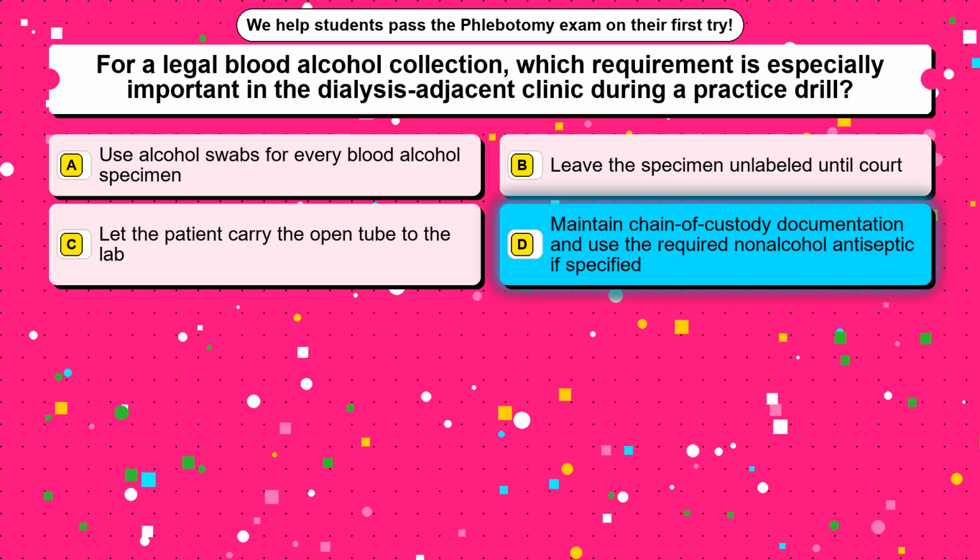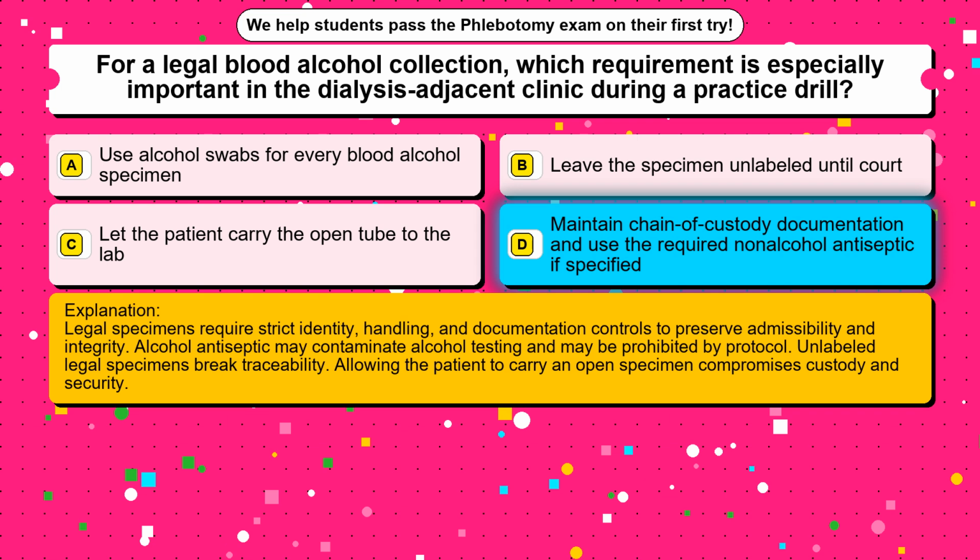The correct answer is option D. Maintain chain of custody documentation and use the required non-alcohol antiseptic if specified. Legal specimens require strict identity, handling, and documentation controls to preserve admissibility and integrity. Alcohol antiseptic may contaminate alcohol testing and may be prohibited by protocol. Unlabeled legal specimens break traceability. Allowing the patient to carry an open specimen compromises custody and security.